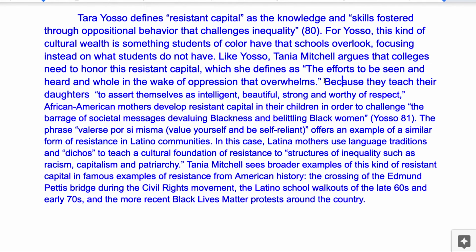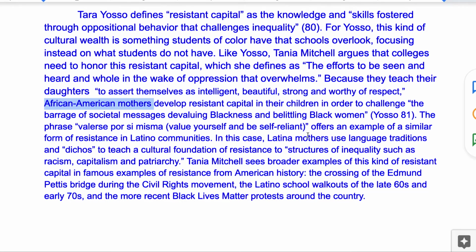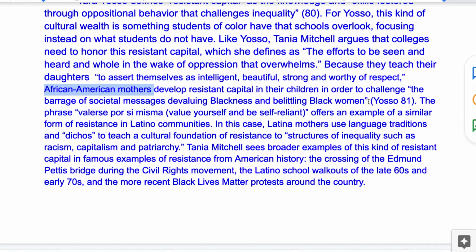Next sentence is really cool because it uses an introductory subordinate clause, which is terrific. Really a nice long introductory subordinate clause that works a short quote into it. Notice how it has a comma at the end before the main clause, which is about African American mothers. And of course, African American mothers are the example that the intro is using. They're an example of resistant capital. And then again, the nice integration of short quotes into the sentence.